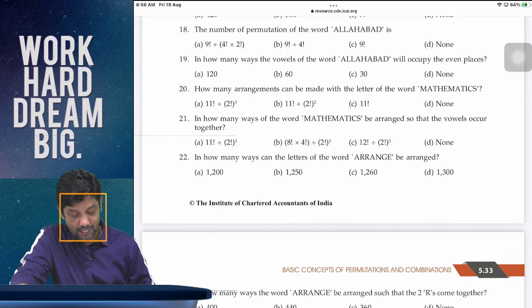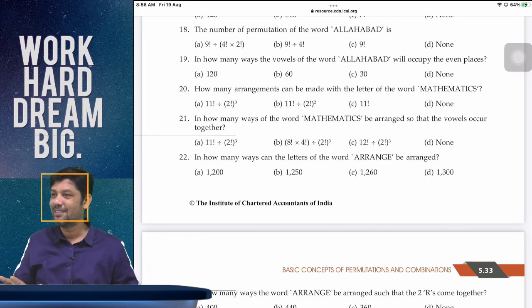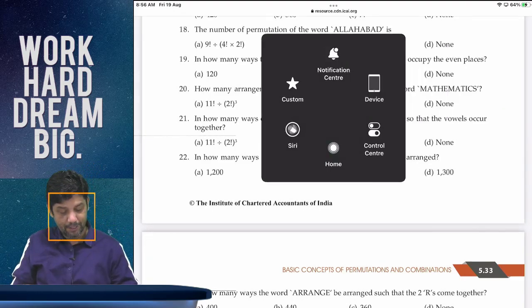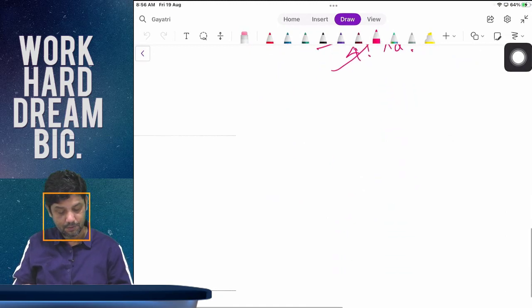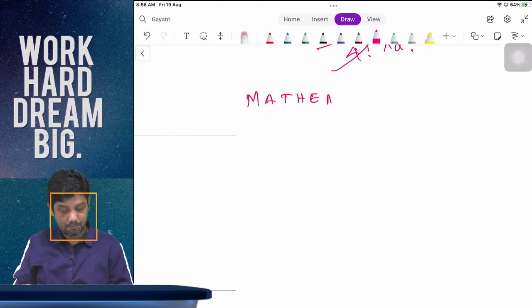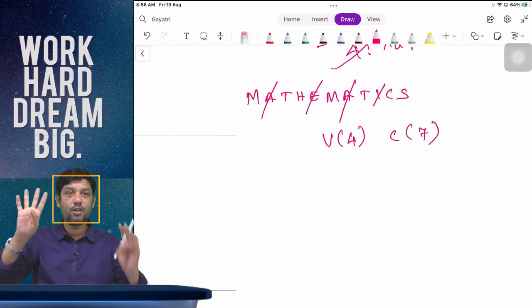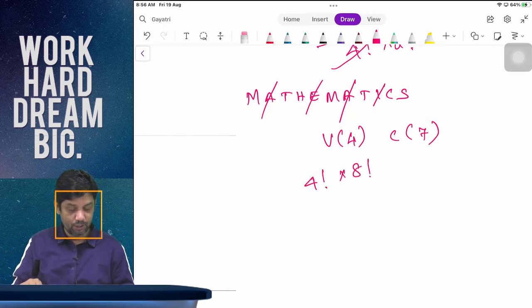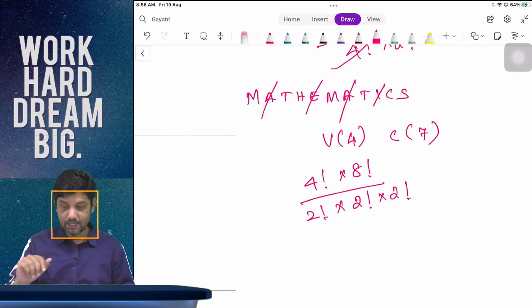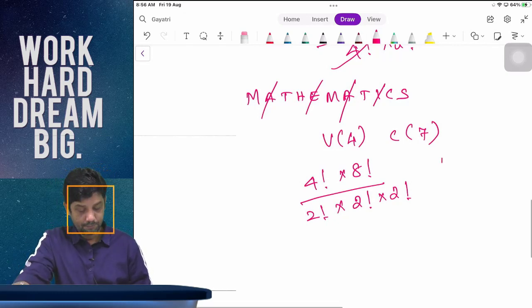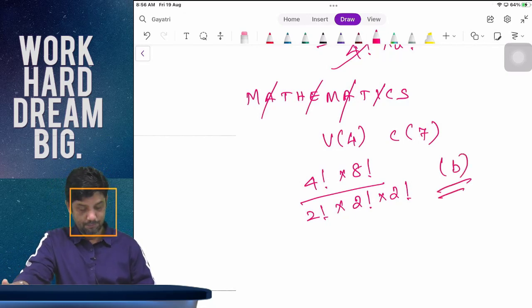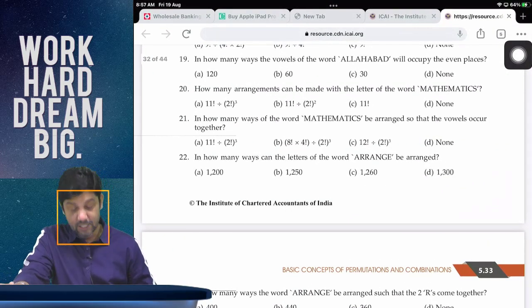In how many ways can the word mathematics be arranged so that the vowels are always together? Now tell me, how many vowels are there? Mathematics: 1, 2, 3, 4. 4 vowels, consonants 7. Now vowels are together. So can we say 4 factorial into 8 factorial? Sir, there is a repetition. 2 factorial into 2 factorial into 2 factorial. That's it. Answer over. Option B. Only the factorial notations are given. Oh, okay.